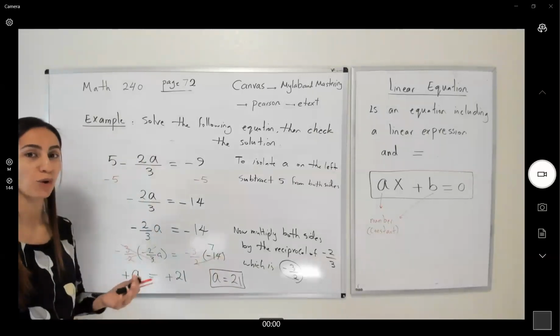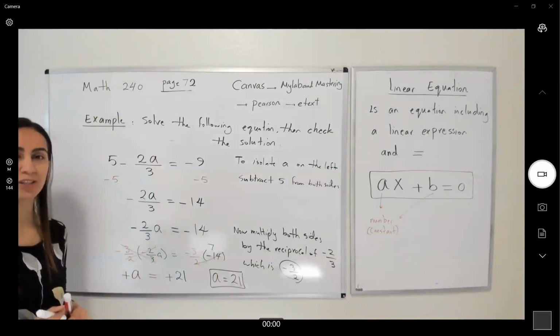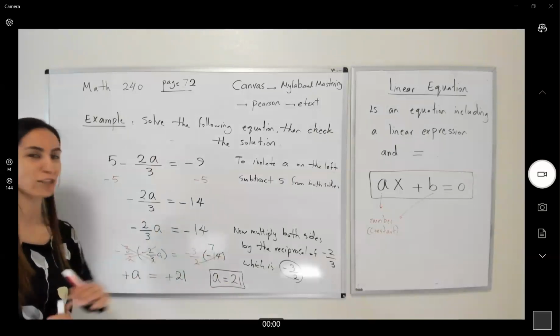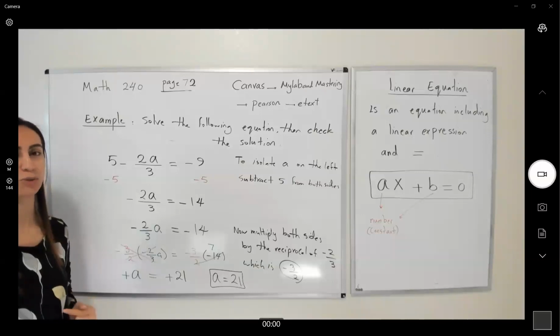It seems like 21 is the solution for this linear equation. To make sure it's the actual solution, we have to check this possible solution by substituting that into the original equation.